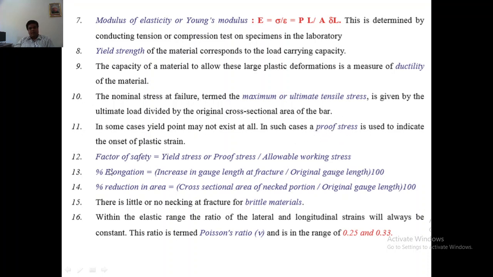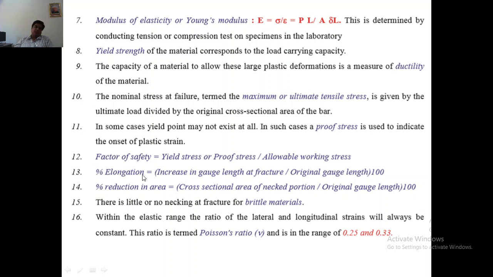And one more important thing is factor of safety. We don't actually use the maximum strength of the materials. We reduce that strength by the factor of safety, and we get the applicable stress or allowable stress or design stress on the material. And percentage elongation: when you apply tensile load, the metal will elongate, and how much it elongates, the change in length by the original length into 100, gives the percentage elongation.